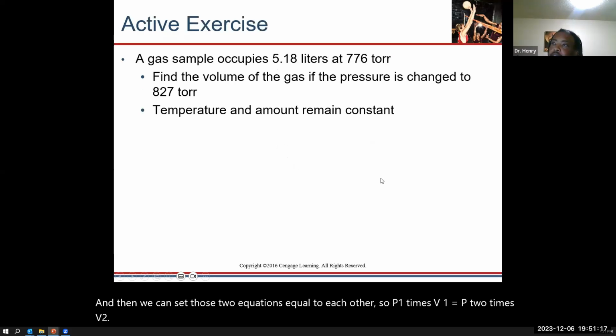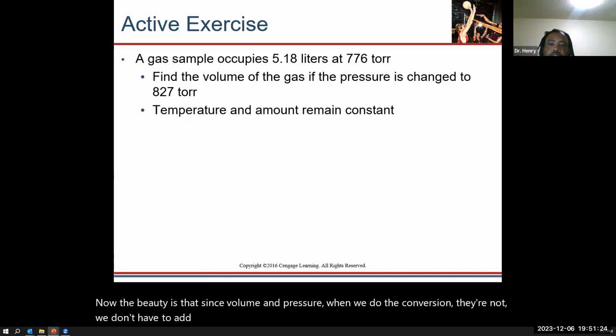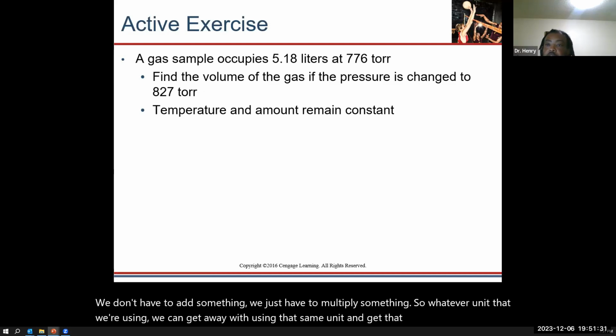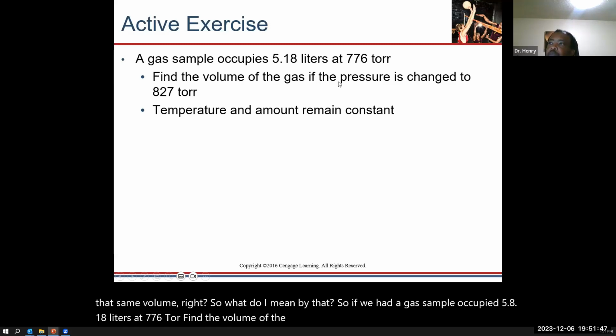Now the beauty is that since volume and pressure, when we do the conversion, we don't have to add something. We just have to multiply something. So whatever unit we're using, we can get away with using that same unit and get the answer in that same volume unit, right? So what do I mean by that? If we had a gas sample occupying 5.18 liters at 776 torr, find the volume of the gas if the pressure changes to 827 torr.